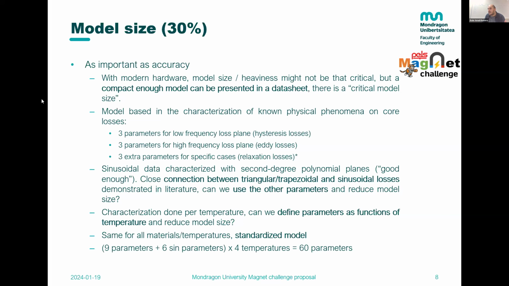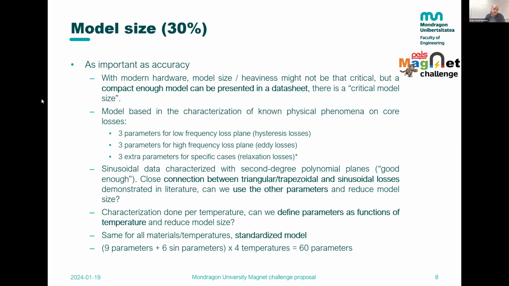It's a physical, analytical-based model, right? So we define 3 parameters for low frequency, which is hysteresis loss, 3 parameters for eddy loss, and 3 extra parameters for relaxation losses. This we'll explain a little bit later. Now, this is only for what we have presented so far: triangular and trapezoidal. Our model was not prepared for sinusoidal data. We just decided, okay, if the data is sinusoidal, just fit it to a basic polynomial equation. It's just good enough for us.